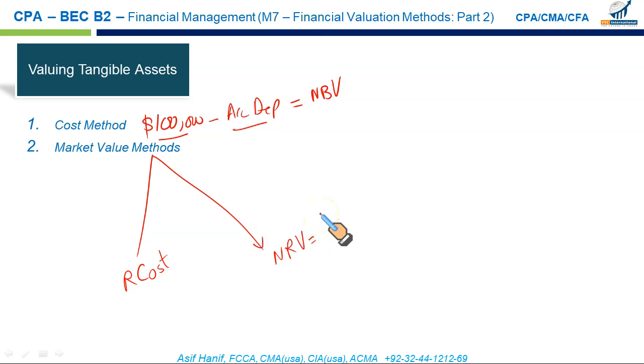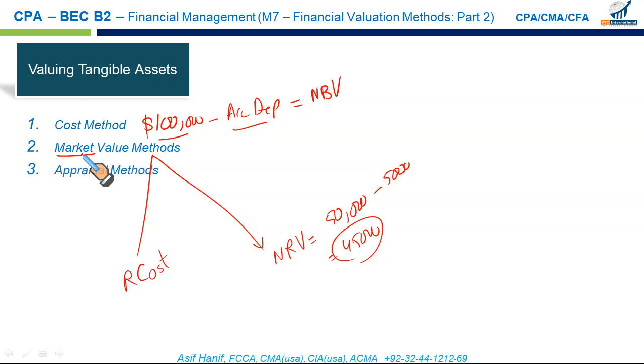What is it? Let's say the asset we are currently using can be sold for $50,000, but it will cost us $5,000 to remove it and to sell it. So NRV is 45,000. So now you have two options. You can use the replacement cost method or the NRV, and both of these are based on the market. That's why they're called the market value method.